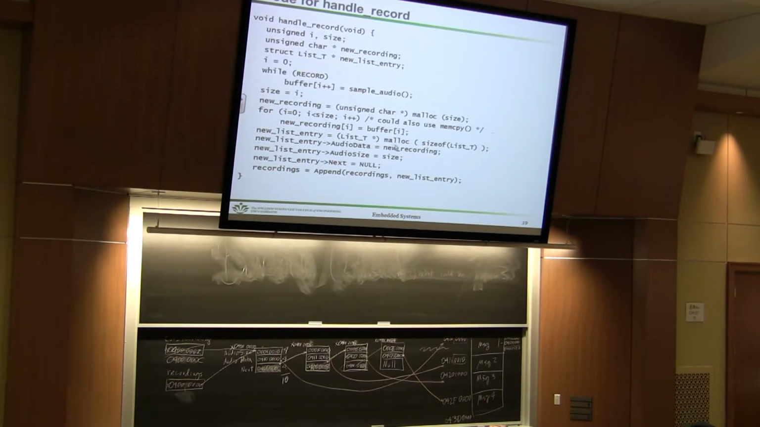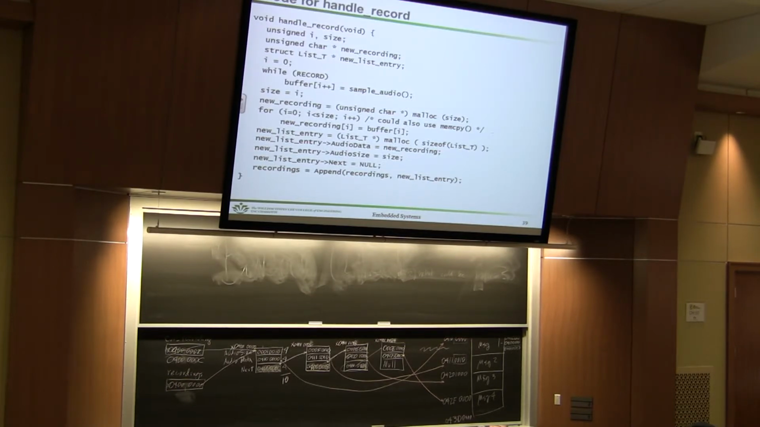Then we will allocate enough memory for our structure. Then we're going to fill the structure. Specifically, we're going to put where the audio recording data is. Boy, this is really fuzzy, isn't it? I'll have to fix that later. We're going to do the size. We already know what the size is right there. And then we don't know what the next element is. We'll just set it as null.